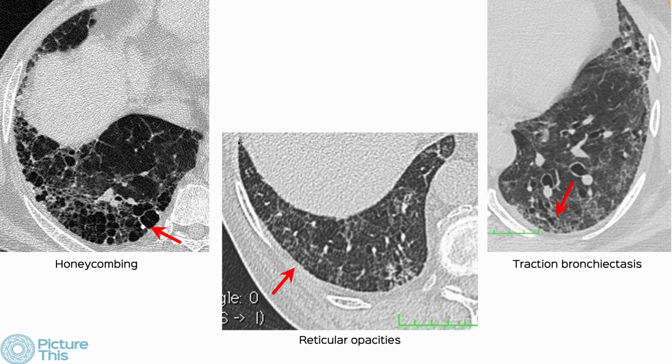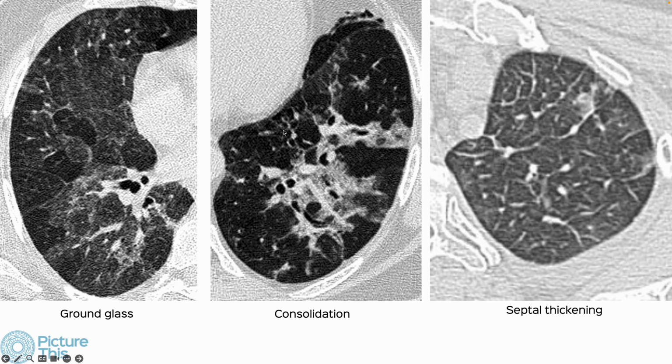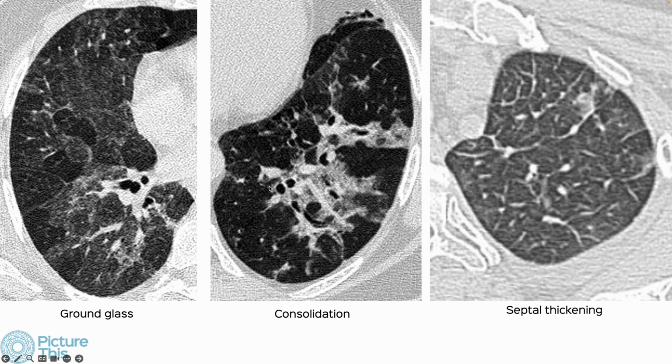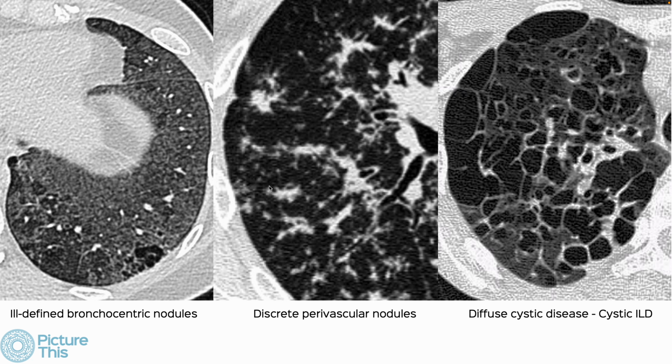So there are about 8 signs of ILDs: honeycombing, reticular opacities, traction bronchiectasis, which define the fibrosing ILDs, and ground glass, consolidation, septal thickening, ill-defined nodules, discrete nodules, and diffuse cystic lung disease, or cystic ILD as the new guidelines would like to call them, which are predominantly non-fibrosing ILDs, with the understanding that all of these signs of non-fibrosing ILDs can occur along with the fibrosing ILDs.